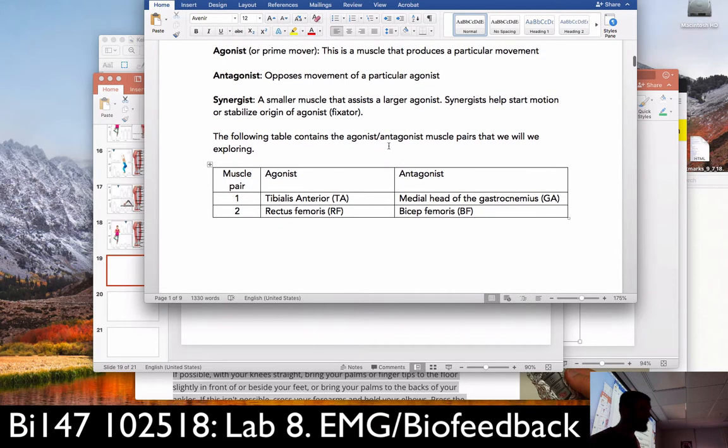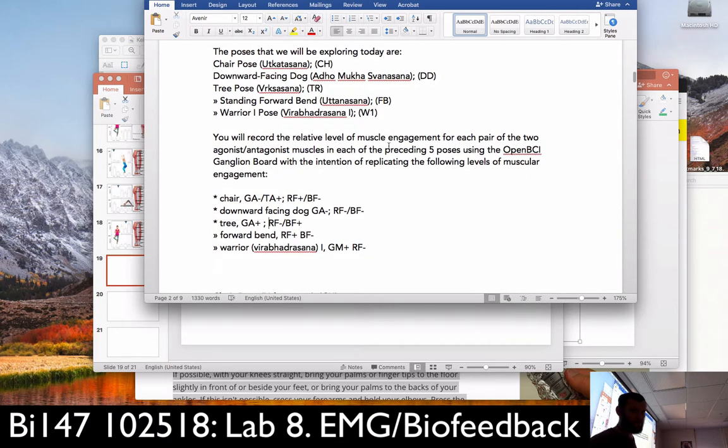Then we'll move into the actual thing. Here are the muscle groups that we're going to be exploring, and here are the poses: chair, downward dog, and tree. The paper doesn't cover them, but I'd also like to add standing forward bend. If we have time, warrior one, it seems like that'd be a good idea.